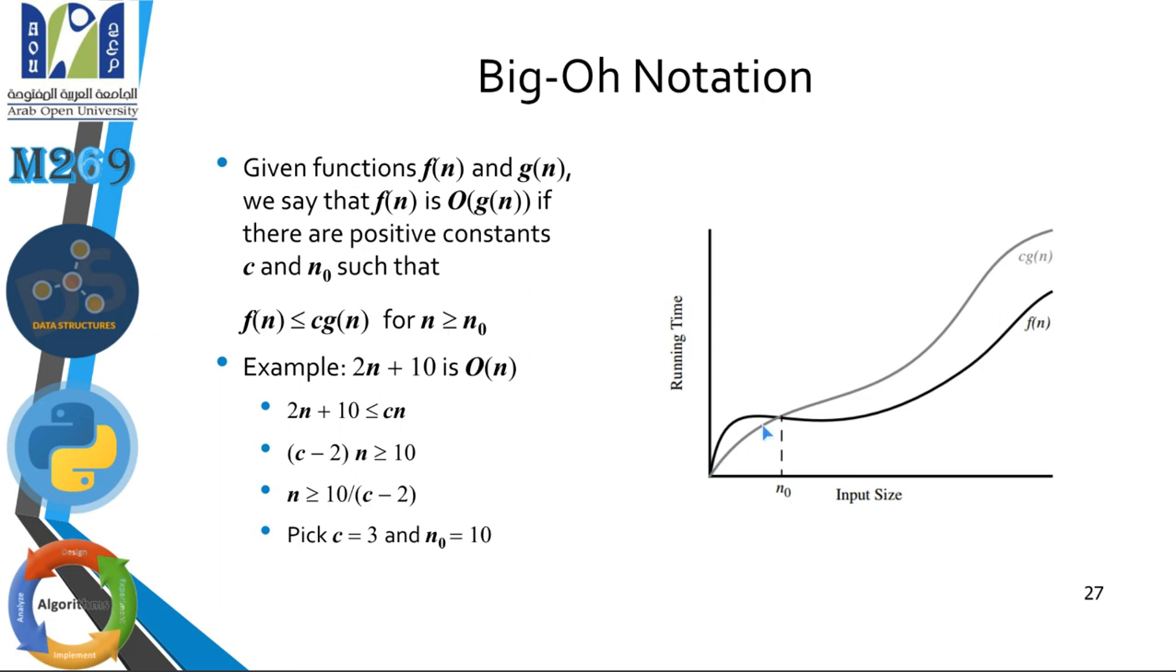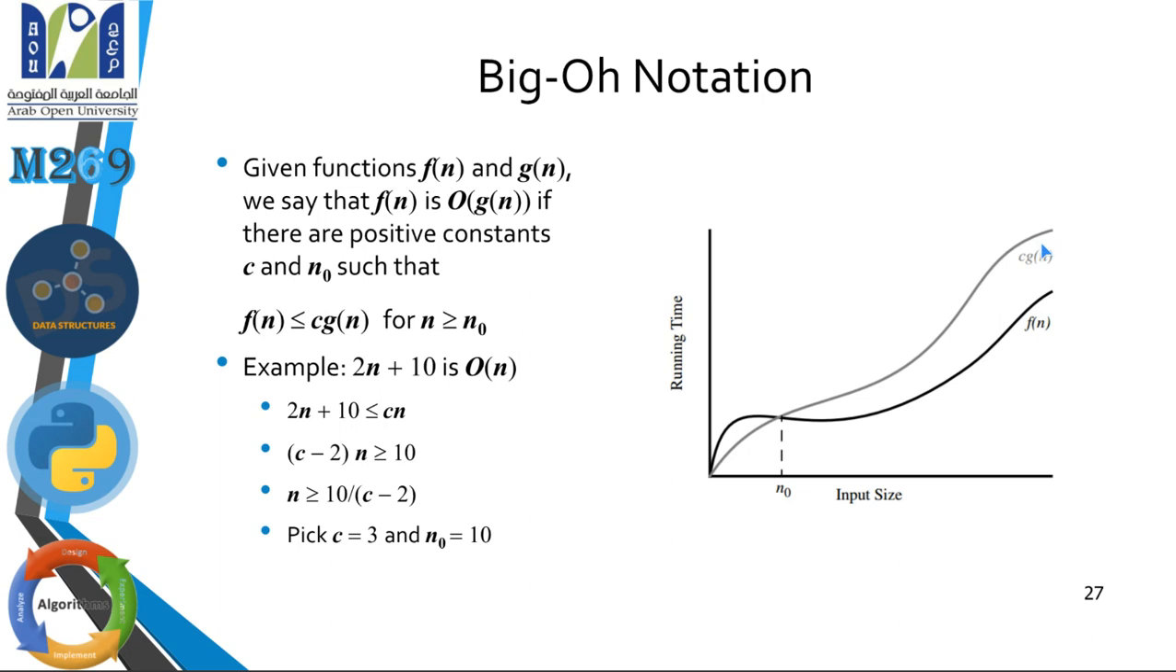Here in this example, f(n) is the dark black line, and you can see that starting from n0 and for bigger numbers, c times g(n) starts to grow more. So g(n) is growing more than f(n), and that's why f(n) is O of g(n), meaning the growth of f(n) is less than the growth of g(n).